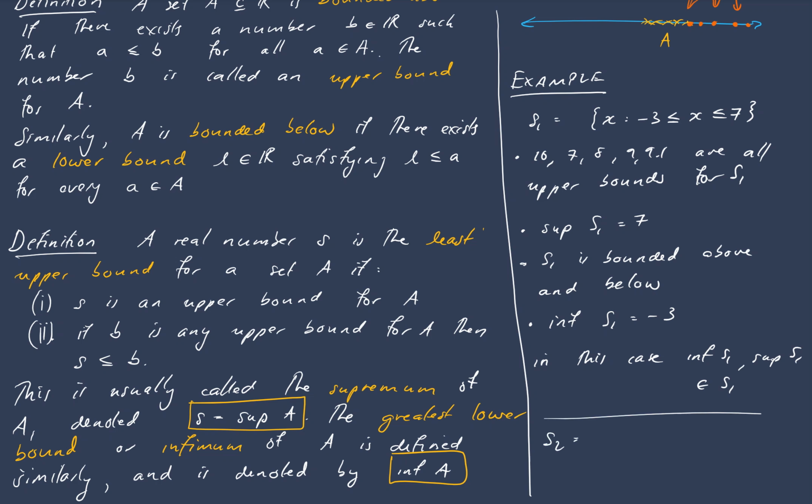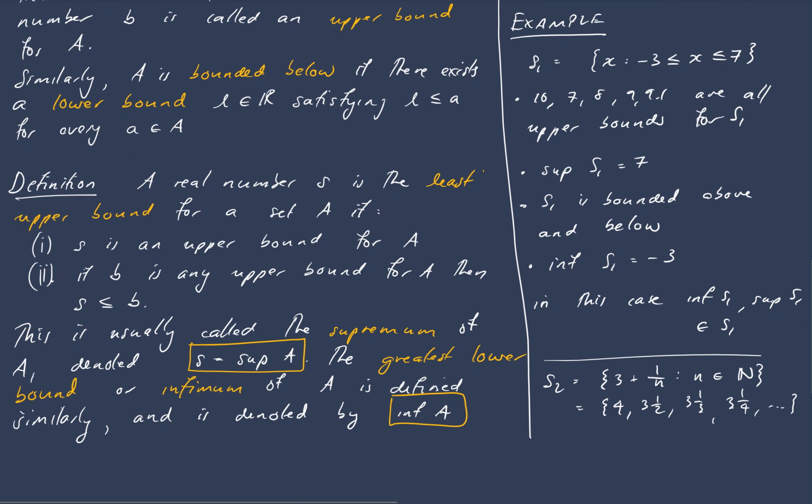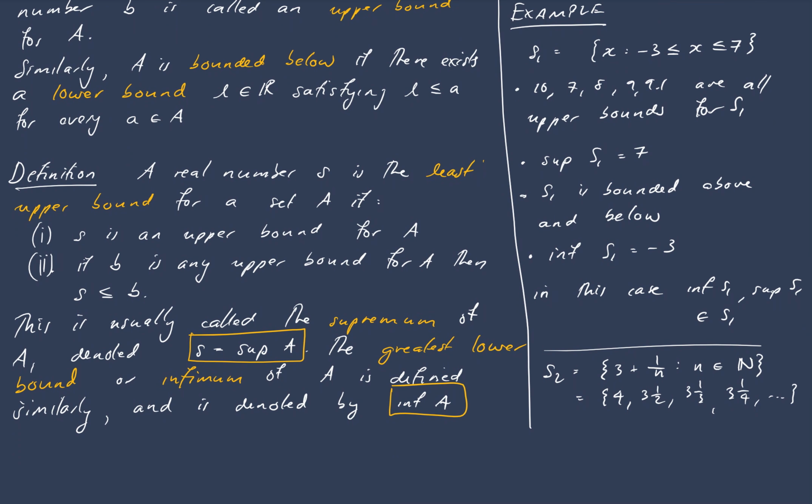S2 to be the set 3 plus 1 over n, where n is a natural number, 1, 2, 3, 4, 5, etc., which equals 4, 3 1/2, 3 1/3, 3 1/4, etc. Then if we try and look at the supremum and infimum of this set, hopefully it's fairly easy to see that sup S2 equals 4, which is an element of S2.